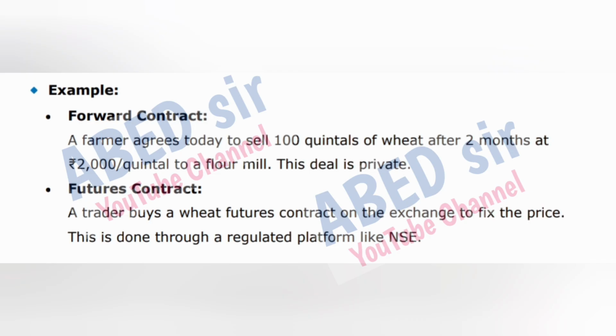Example. Forward contract. A farmer agrees today to sell 100 quintals of wheat after 2 months at 2000 rupees per quintal to a flour mill. This deal is private. Futures contract. A trader buys a wheat futures contract on the exchange to fix the price. This is done through a regulated platform like NSE.